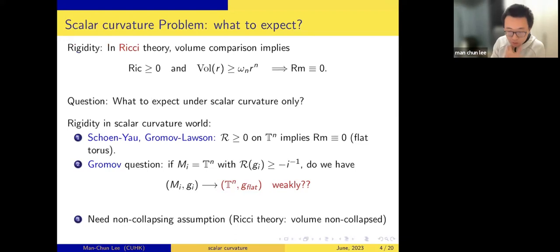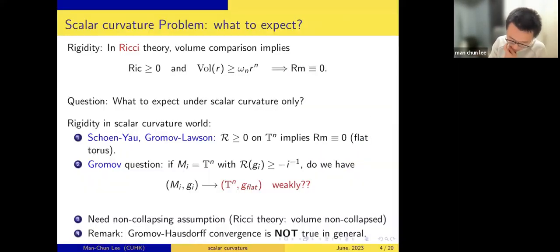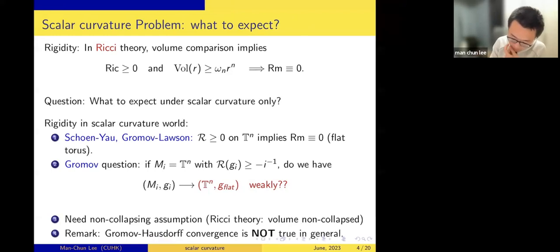So in Ricci geometry, we have volume comparison, but this is very restrictive. Volume non-collapse globally is equivalent to saying that volume is non-collapsed locally. So this is reasonable for Ricci geometry, but it's not clear what to impose for scalar curvature. And then, like I said, we are trying to look for the weak topology here, but I want to point out that Gromov-Hausdorff topology is in general not possible.